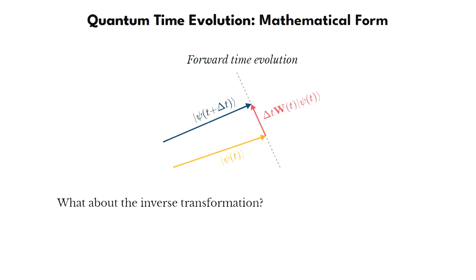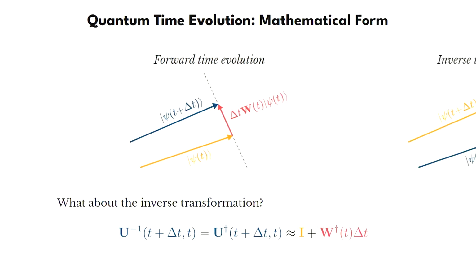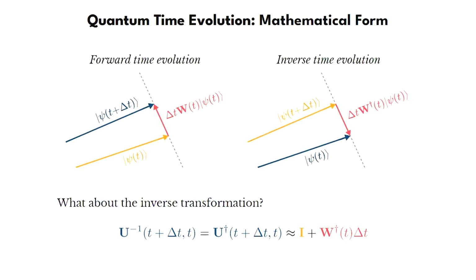Now, what about the inverse transformation? We know that if you take the inverse of a unitary matrix, it results in the complex conjugate transpose. So when you take the complex conjugate of the expression we had just now, you get this form. What this form is telling you is that this inverse transformation brings you from the state at t plus delta t back to psi(t).